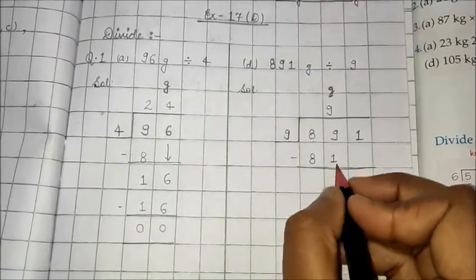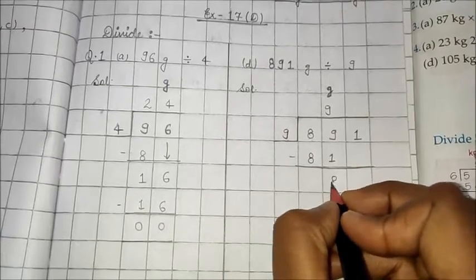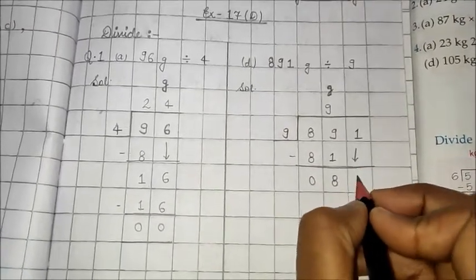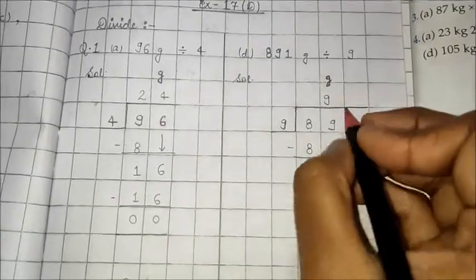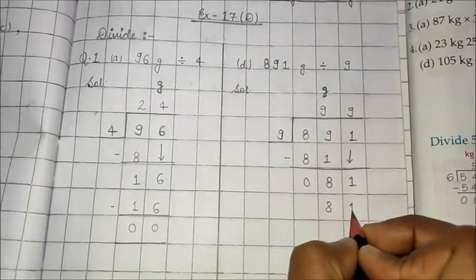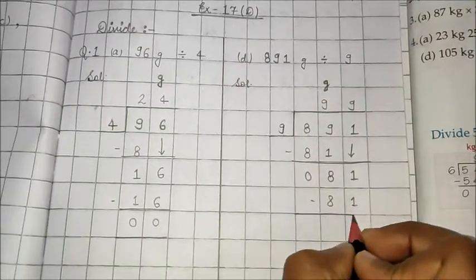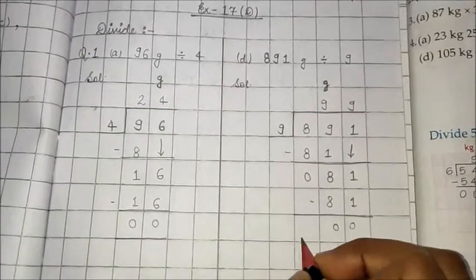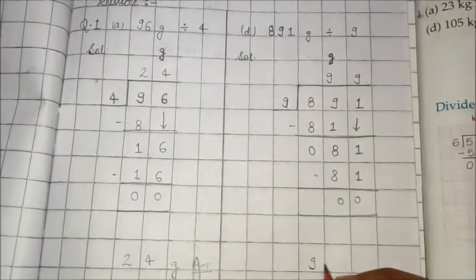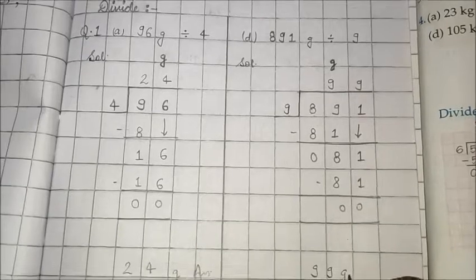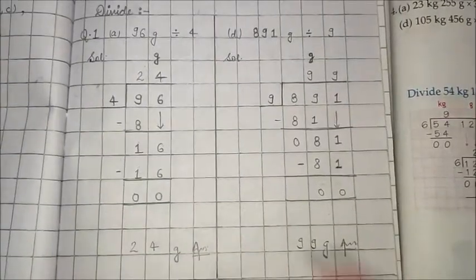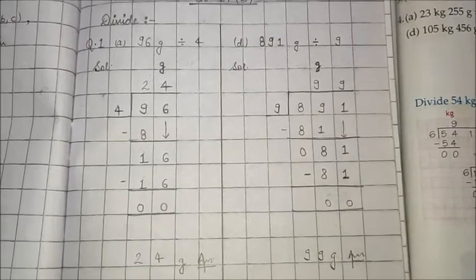So it will be 9 minus 1, 8, 8 minus 8, 0. Then we are going to write this 1. So now again 9 times क्या आ जाएगा, 81, and then subtract, remainder is 0 and the answer is 99 grams. This is the answer. Similarly, you can solve other two parts of question number 1.